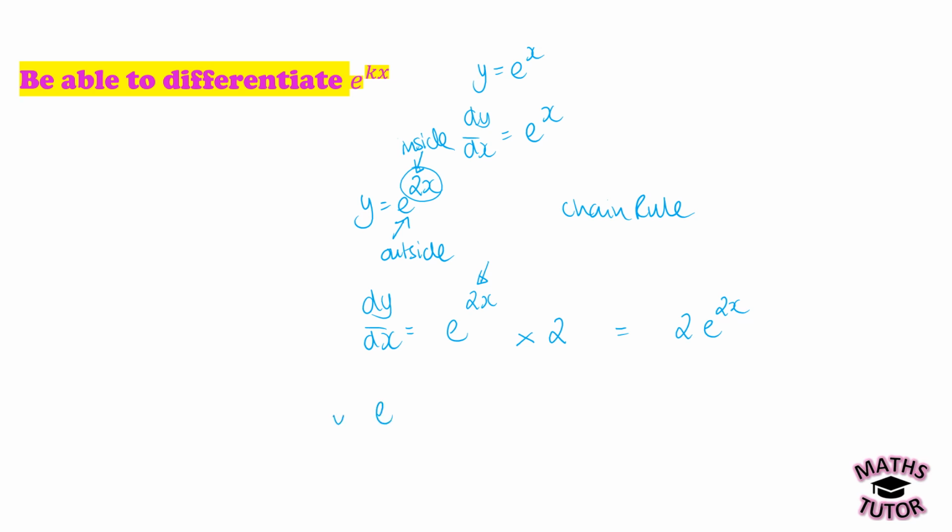If y equals e to the kx, then dy by dx is just going to be k e to the kx.